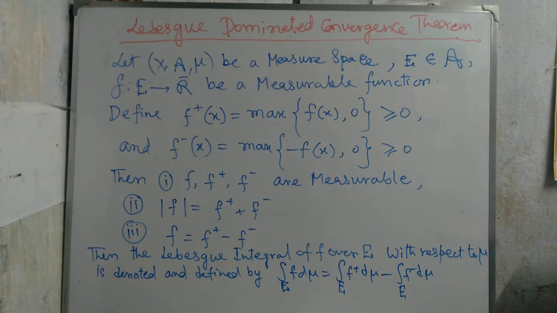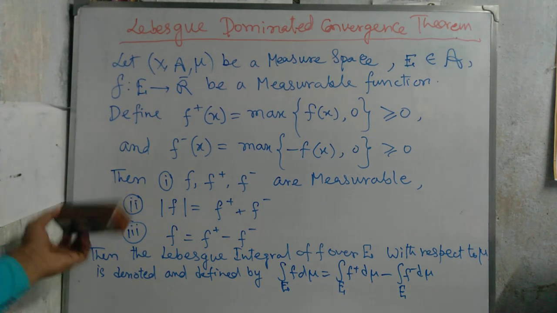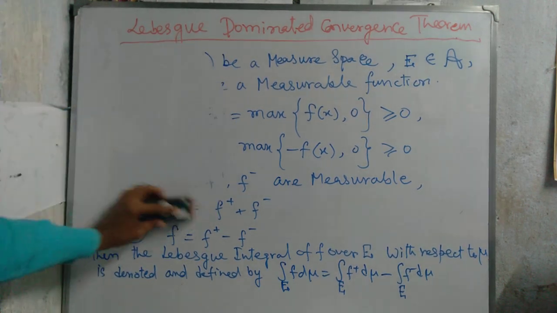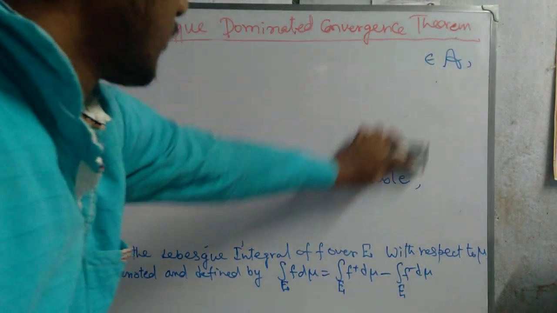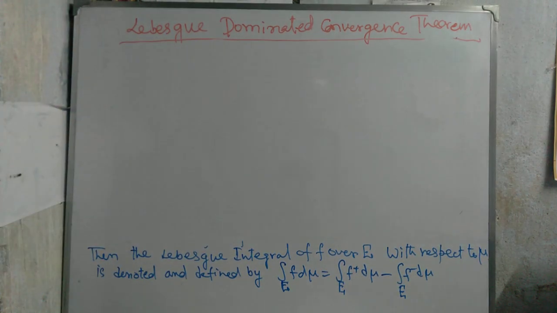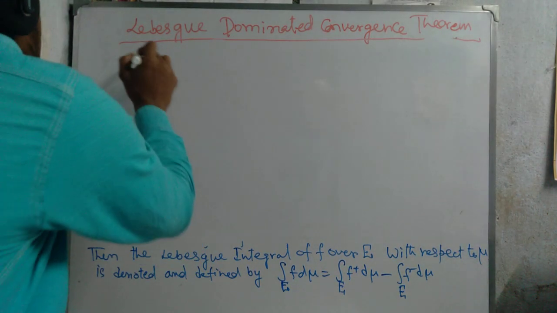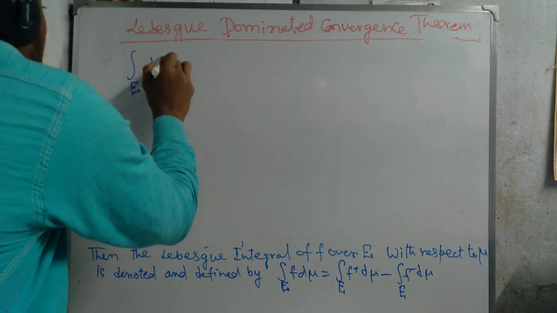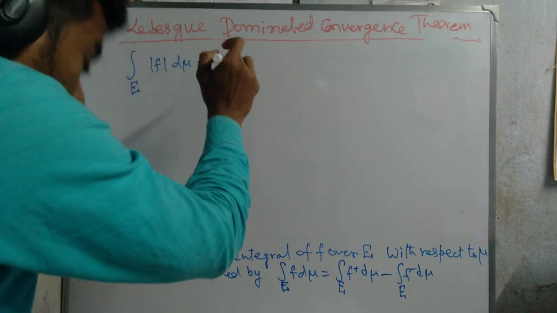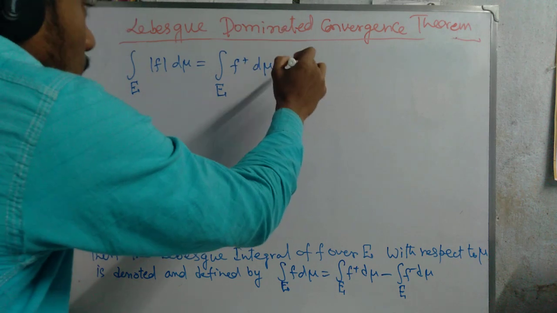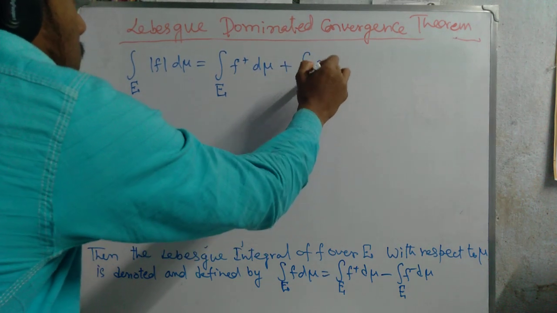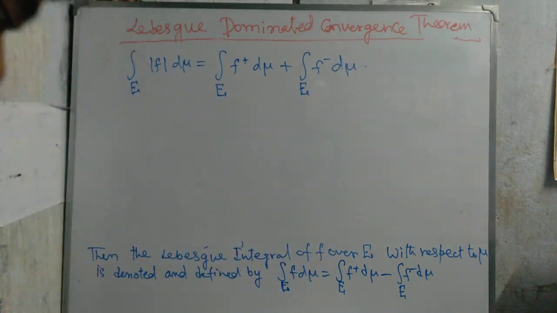Then we erase that portion and go to further discussion. The integral over E of mod f d mu equals the integral over E of f plus d mu plus the integral over E of f minus d mu. Now we write another definition here.